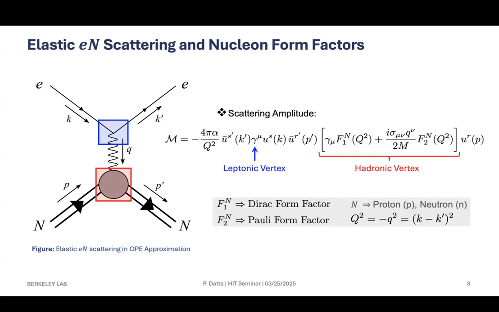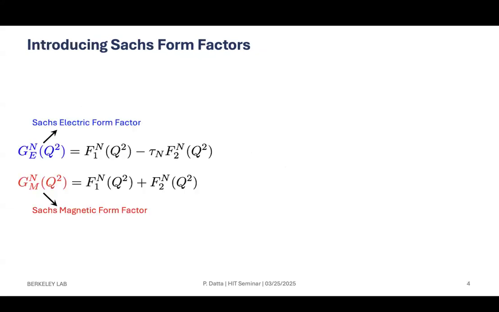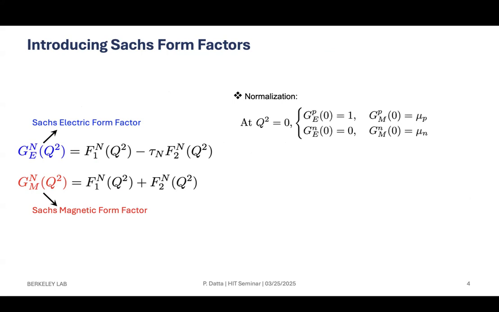These are functions of Q squared, which is the squared four-momentum transfer in the scattering process, and its magnitude determines the resolution with which we can probe inside the nucleon. But it is more advantageous to define a different set of form factors, some simple linear combinations of F1 and F2. These are GE and GM, which are known as the Sachs electric and magnetic form factors, respectively. In this formalism, the normalization is such that at Q squared equals 0, GE and GM represent the static properties of the nucleon, like their charge and magnetic moment.